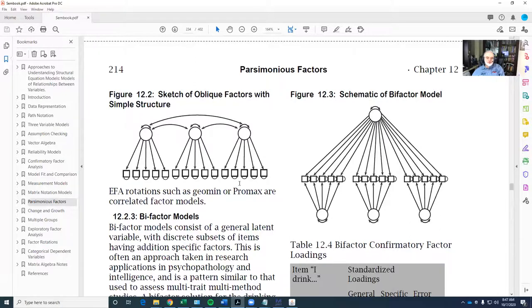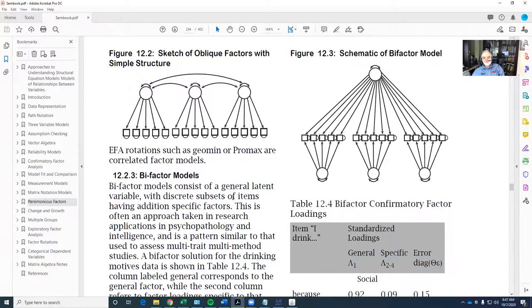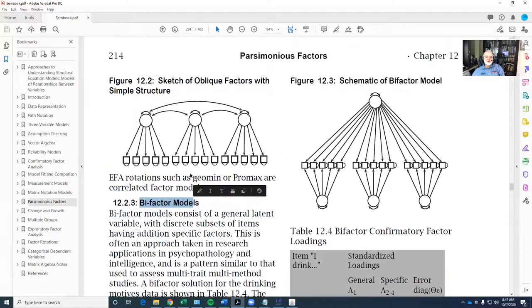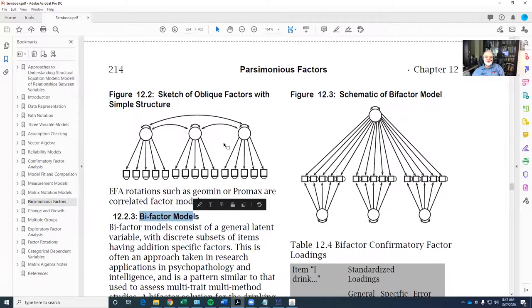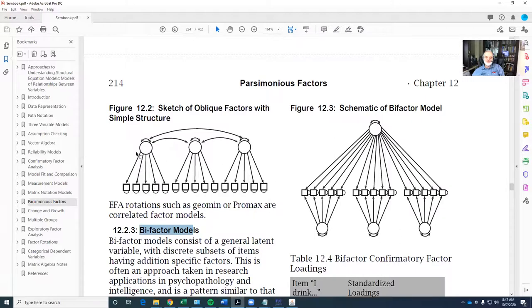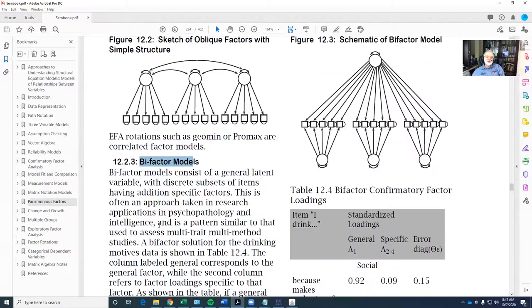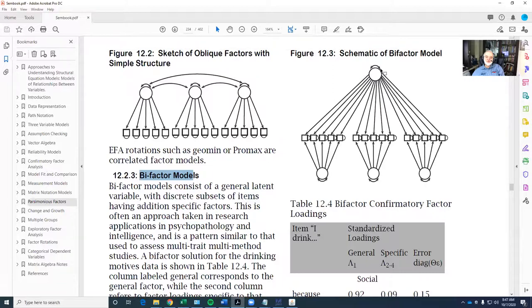Well, we have a few moments, so let's go on to the next one. Bifactor models are an alternative to these simple structure models. In a bifactor model, it's sort of like you have one factor to rule them all, or one general factor. And then I'll have little individual factors downstairs here.